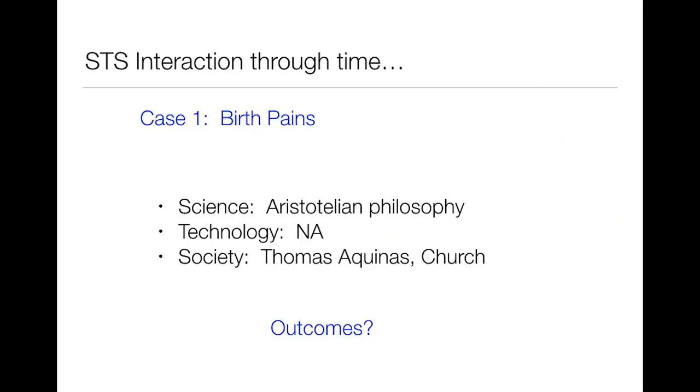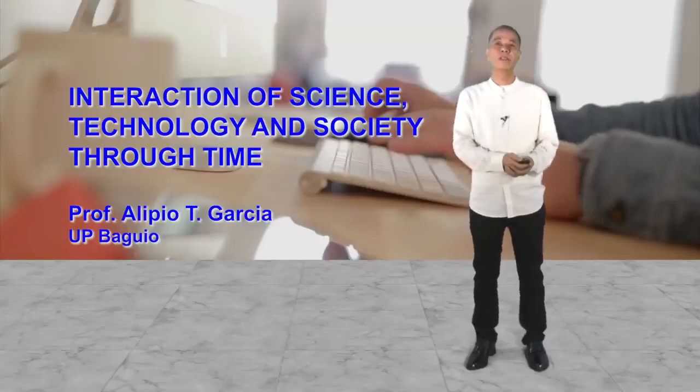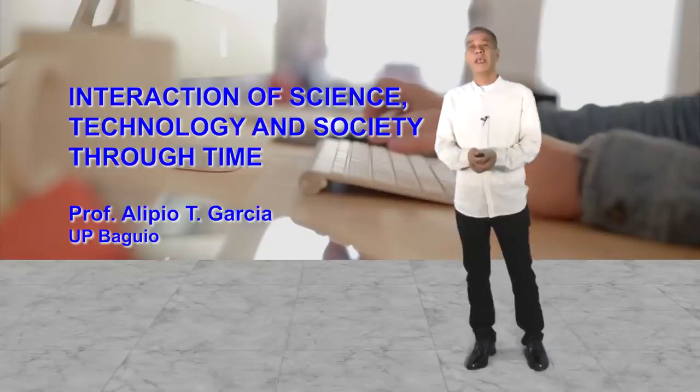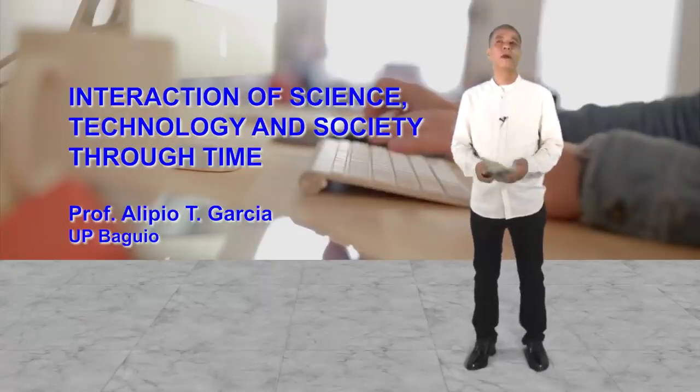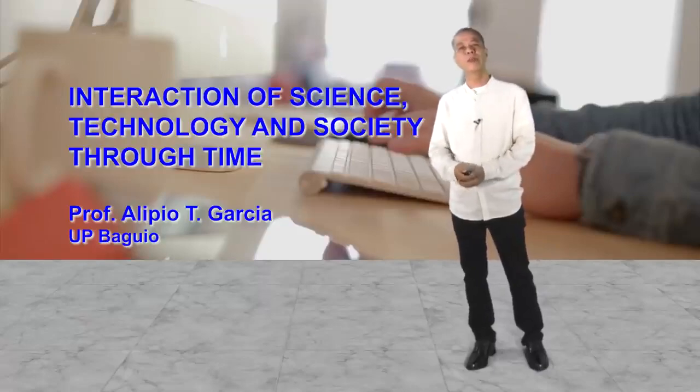The birth pains refer to the early days of science, which we refer to as Aristotelian philosophy. Admittedly, there was no technology during this time yet. And characteristic of Aristotelian philosophy, if you notice from your readings, is that it's a very simple science. One virtue of a scientific theory is simplicity, as you know. And Aristotelian science is so simple. In fact, Aristotelian chemistry enumerates only four elements: earth, water, air, and fire. And that's so simple. Maybe that's part of the reason why it stood for many centuries.